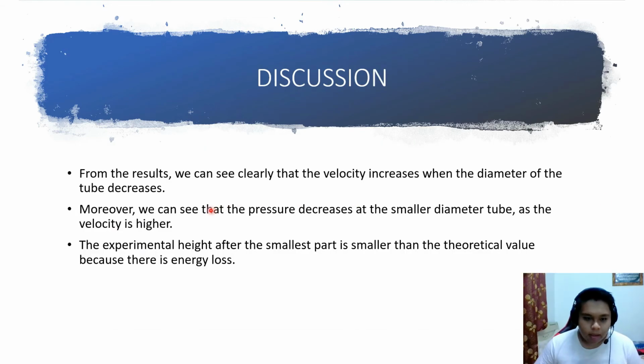So, discussion from the results, we can see clearly that the velocity increases when the diameter of the tube decreases. Moreover, we can see that the pressure decreases in a smaller diameter tube as the velocity is higher. The experimental height after the smallest part is smaller than the theoretical value because there is energy loss.